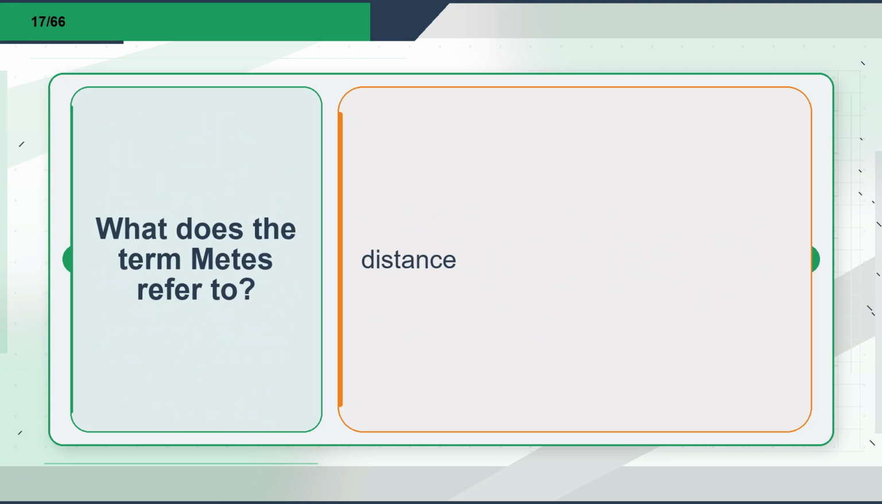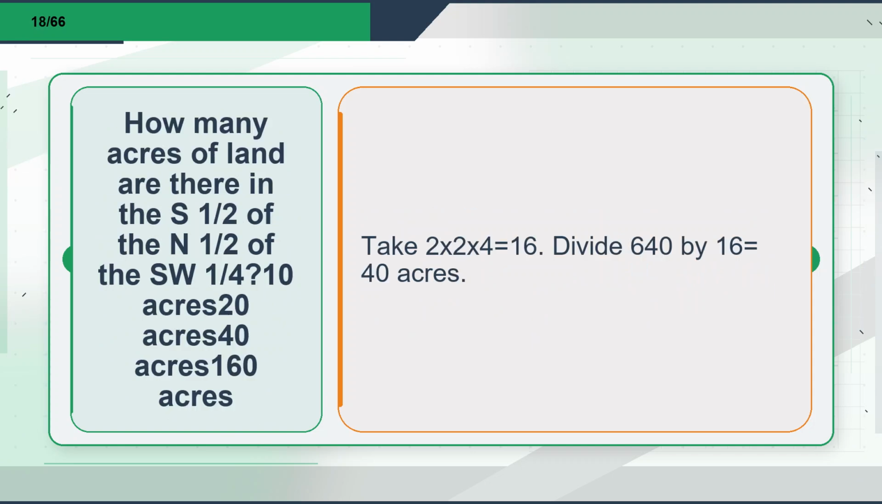Flashcard 17. Term: what does the term metes refer to? Definition: distance. Flashcard 18. Term: how many acres of land are there in the S 1/2 of the N 1/2 of the SW 1/4? 10 acres, 20 acres, 40 acres, 160 acres. Definition: take 2 x 4 x 2 equals 16. Divide 640 by 16 equals 40 acres.